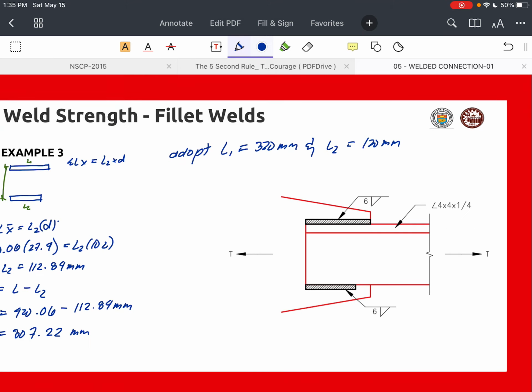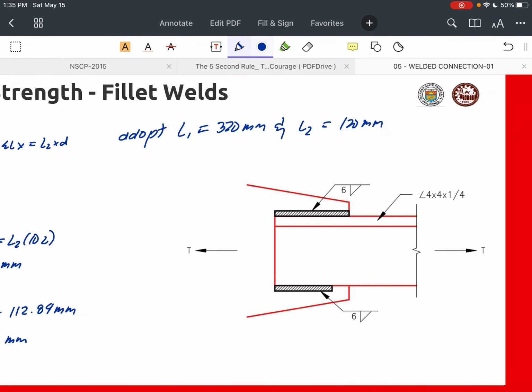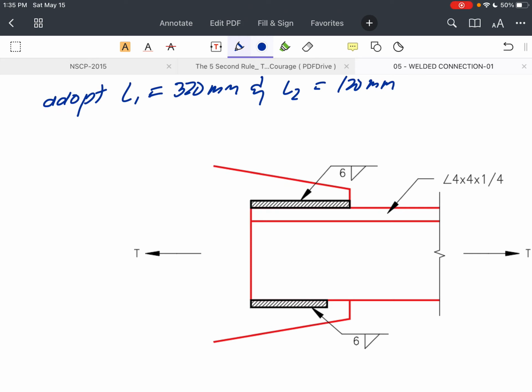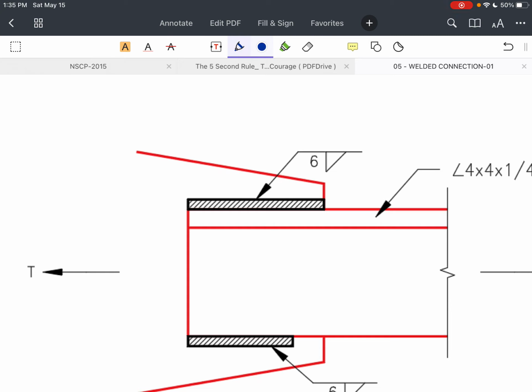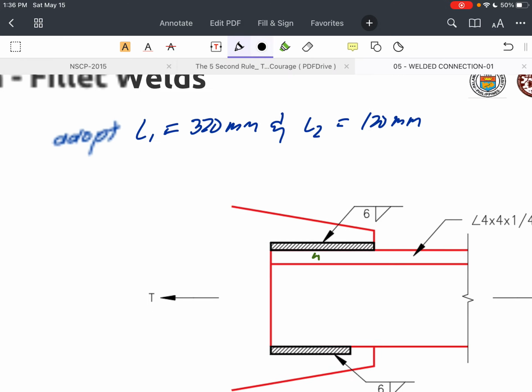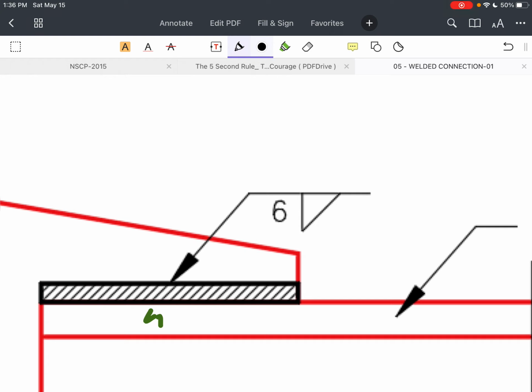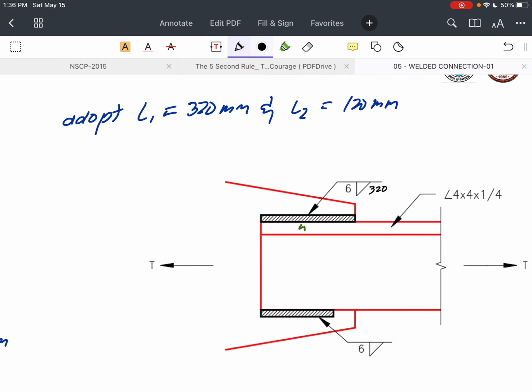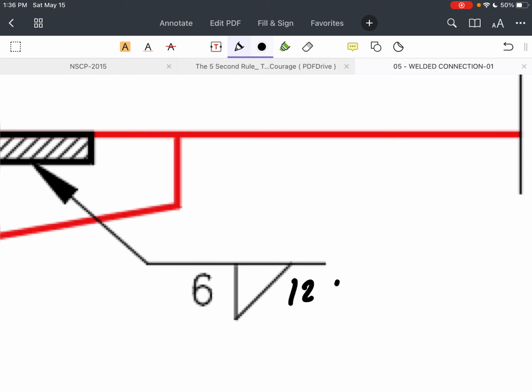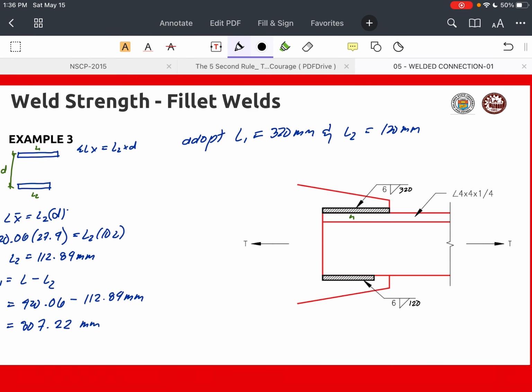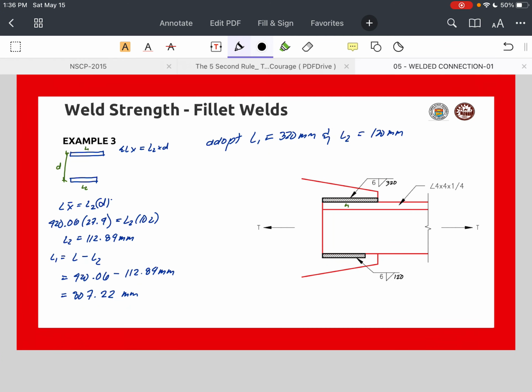So, for our final drawing ng ating weld connection, meron included na yung arrow and the symbol for the fillet weld and of course the thickness. Lagyan natin, or yung weld size natin which is yung 6 mm. So, lagay lang natin dito. Because this is our L1, ano ba yung L1 natin is 320, right? So, yung 320 lalagay natin ito. And yung L2 natin, which is 120. So, lagay lang natin dito sa side na 120. Okay? So, that is your final drawing for our example number 3.